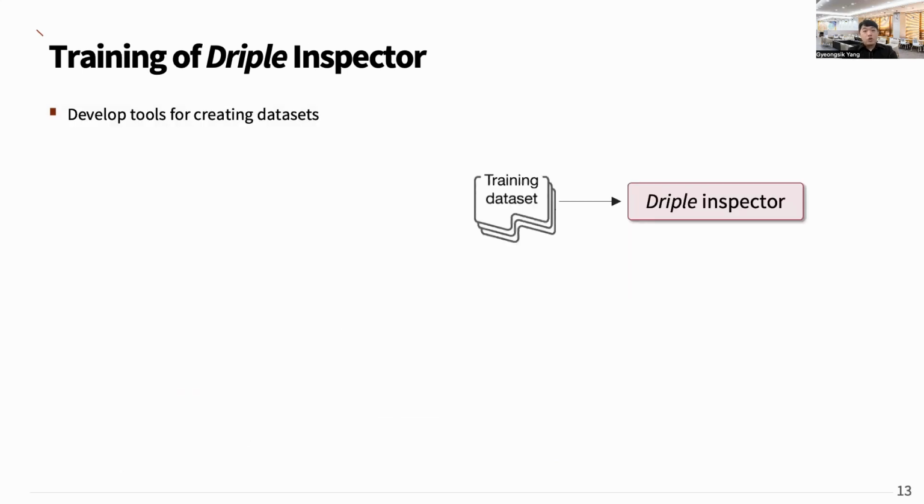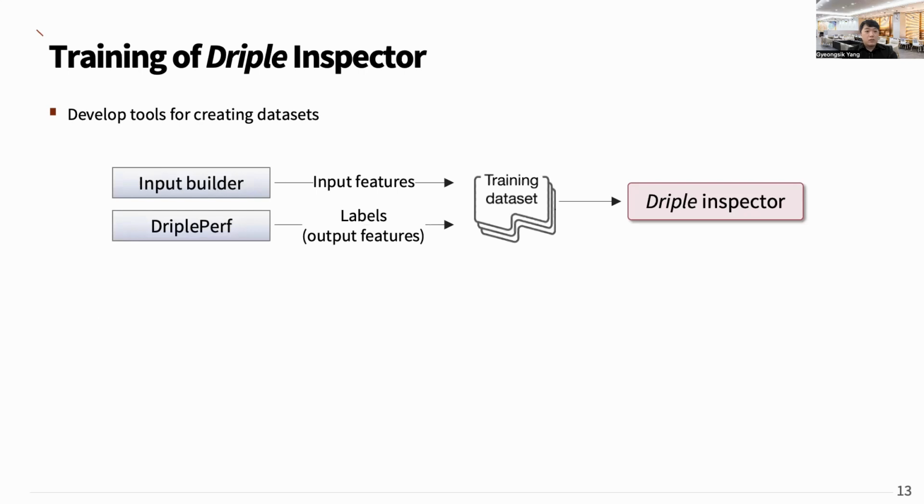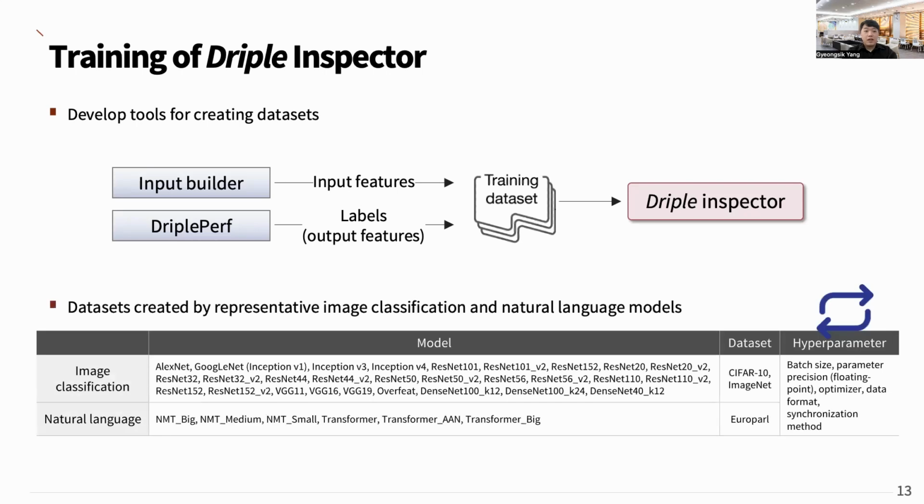Next, we explain how to train the designed Drupal inspector. For training, a data set is required. But to the best of our knowledge, there are no data sets on the resource consumption of DT. So we developed tools for creating data sets. As the data sets consist of input features and labels, we propose 2 tools called Input Builder and Drupal Puff. To create the data set, we train representative image classification and natural language models varying models, data set, and hyperparameters. Please check the details on the Input Builder and Drupal Puff in our paper.